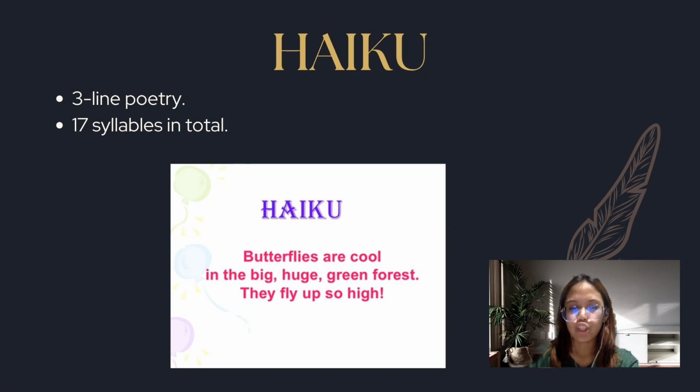So let's look at each line. First line has 5 syllables. So let's see if the first line of this poem has 5 syllables. Butterflies are cool. So those are 5 syllables. Next line, second line, 7 syllables in haiku. In the big, huge green forest. So those are 7. And then lastly, the third line, 5 syllables again. They fly up so high. 5 syllables. As you can see, 5, 7, 5, 17 in total. So that is haiku poetry.